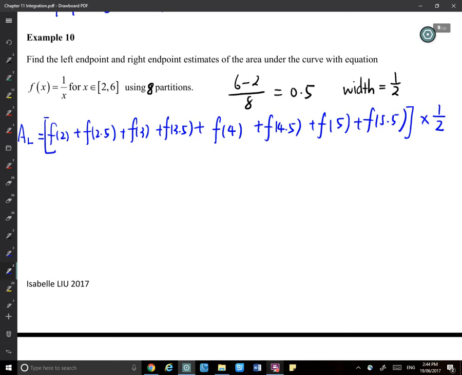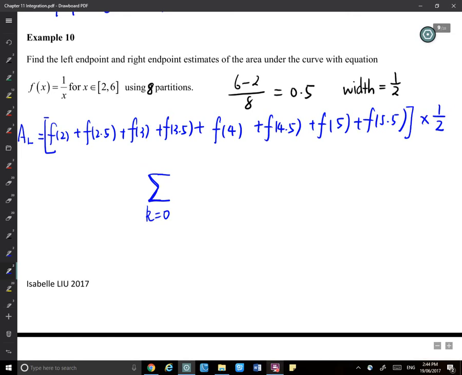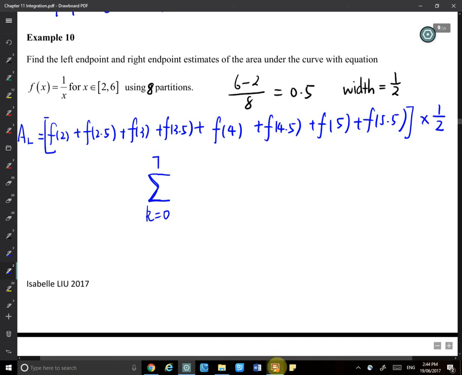Do you know a quicker way to do this? If you use a calculator, it's still a long way to do it, still a long time to finish. There's actually a quicker way. We use the summation sign, from k equals 0, 1, 2, 3, 4, 5, 6, 7. Go for 7, and then what you do is f bracket 2 plus 0.5k times by a half. You just type that into the calculator.